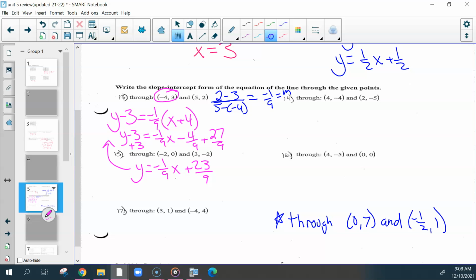Remember that sometimes you may get a fraction y-intercept, and that's okay. I would say if you're not sure, check it on Desmos. Put in the points or put in the equation, see if they would still go over those points.